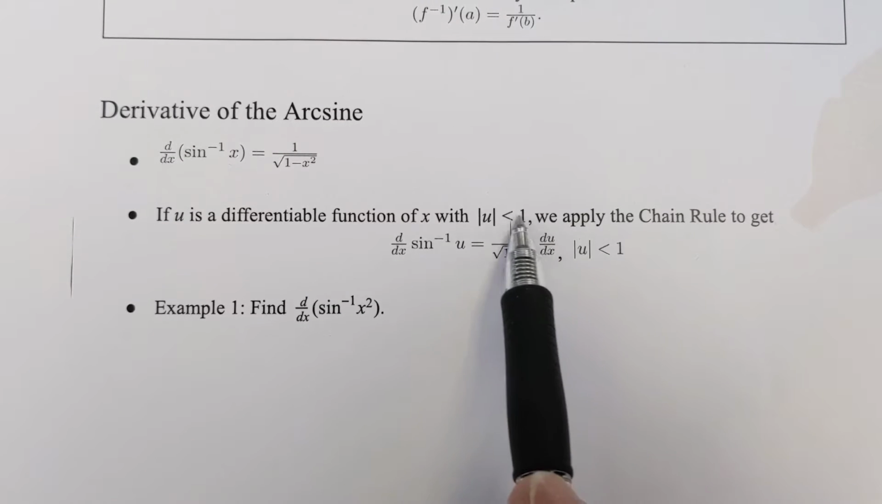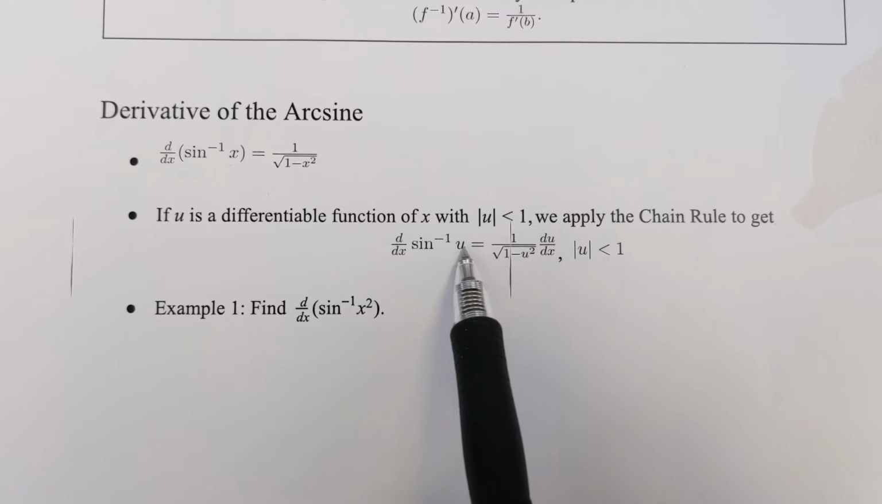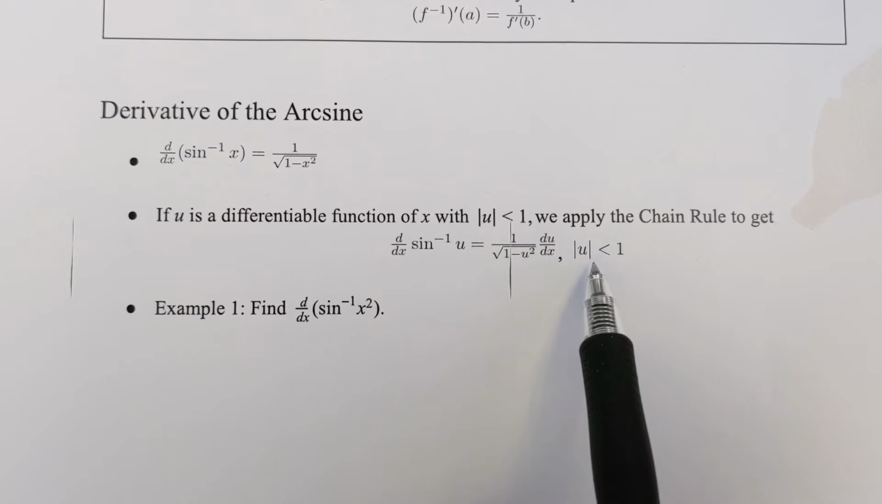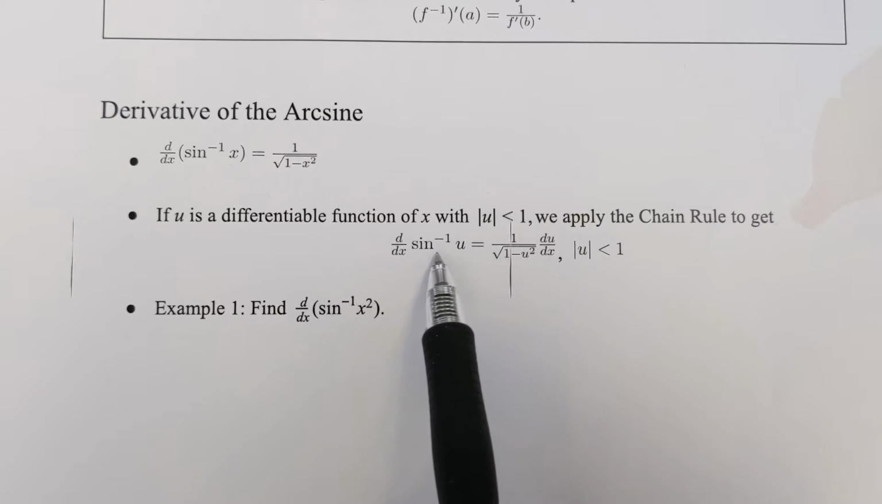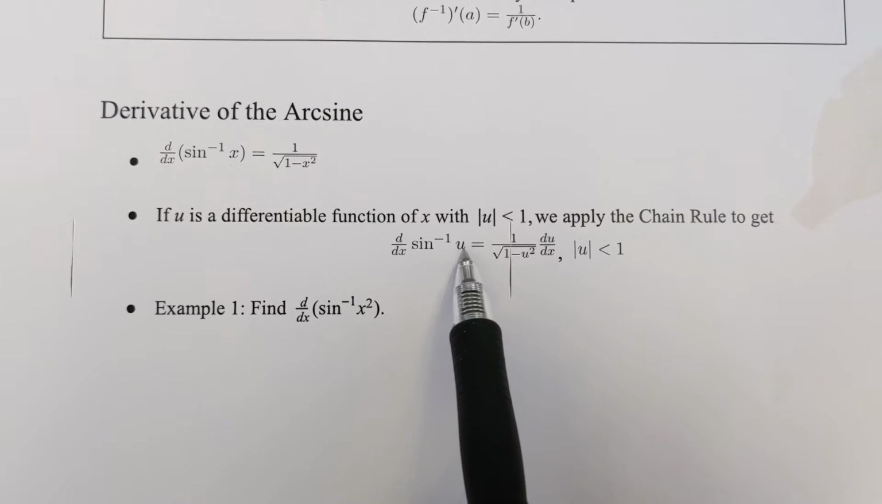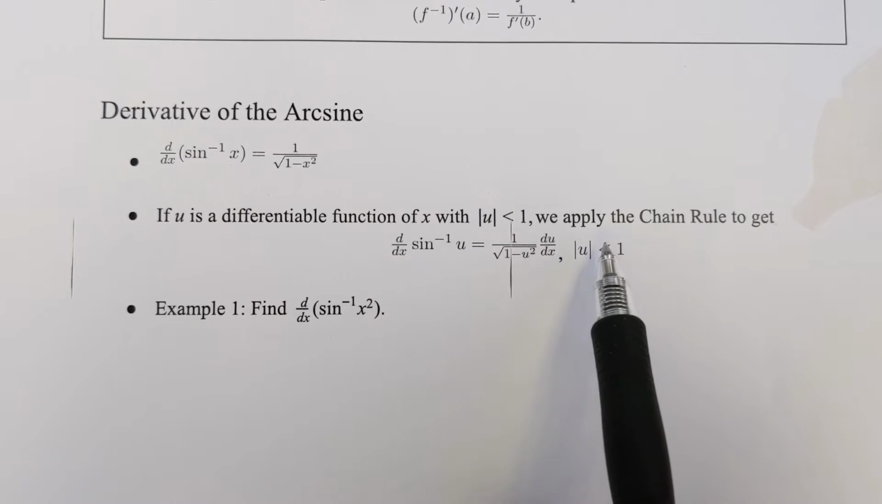So it takes care of the chain rule part of it. So this part here is actually the derivative of the inverse sine. This part here is the inside part of the chain rule. Now, the absolute value of u has to be less than 1, because the inverse sine function cannot be evaluated if u is more than 1 or less than -1. So that's why you have this restriction here.